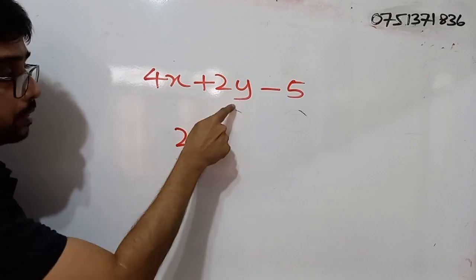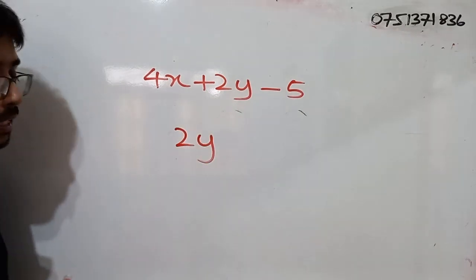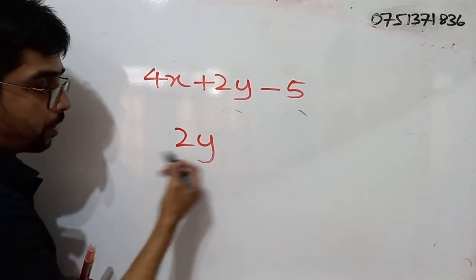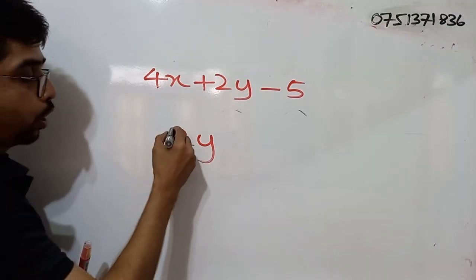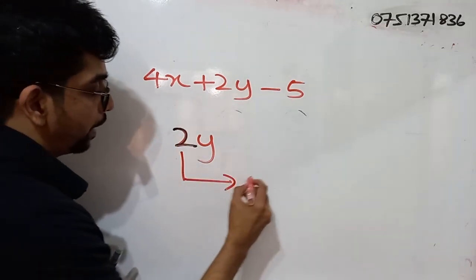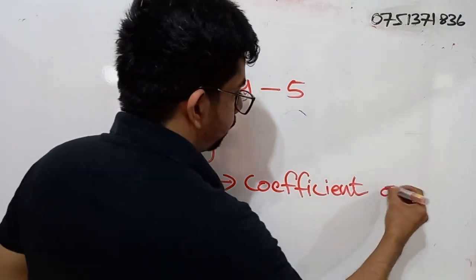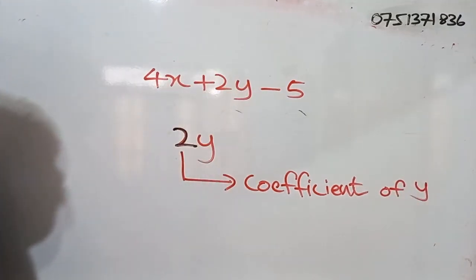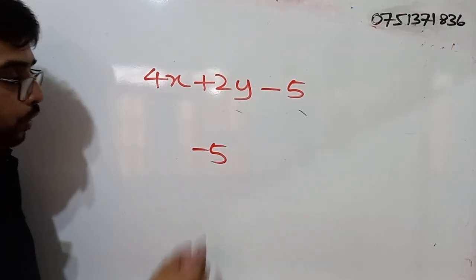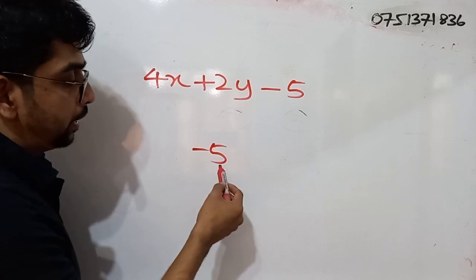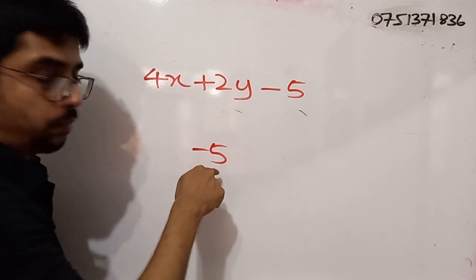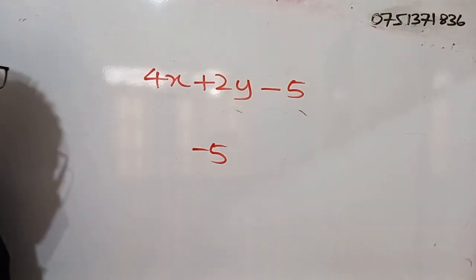Now I'm going to take the other term, that means the second term. This is the first term, this is the second term, this is the third term, right? So here, what is in front of the letter? What is the number? 2. So that is the coefficient of y. Take the last term, minus 5, right? So there is no letter associated with this term. So minus 5 doesn't have a coefficient.